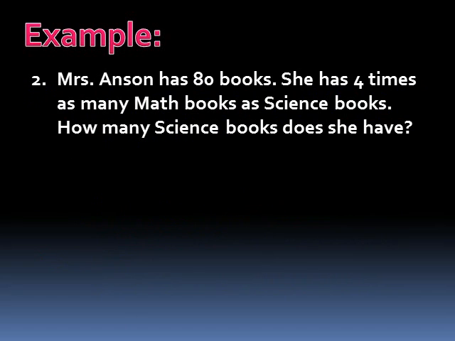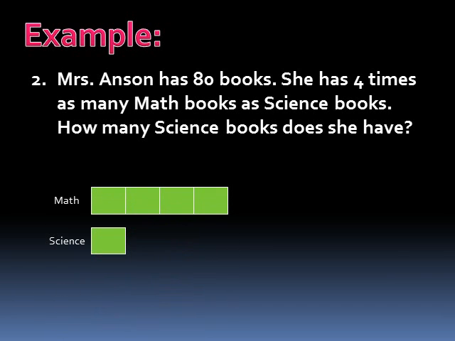So Mrs. Anson has 80 books. She has 4 times as many math books as science books. How many science books does she have? Alright, so we know that the basic box here will represent science, right? Because she has 4 times as many math books. So for science, that's 1 box, and for math she has 4 times as many, so we'll have 4 times as many boxes, and then the total is 80. Okay, so that's the total for the math and science.